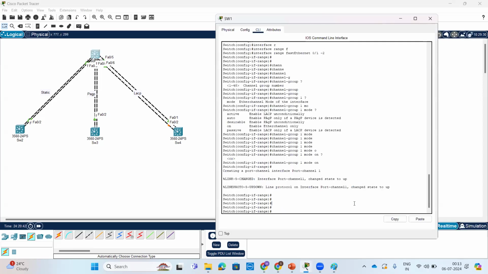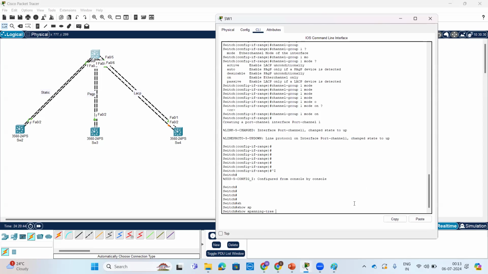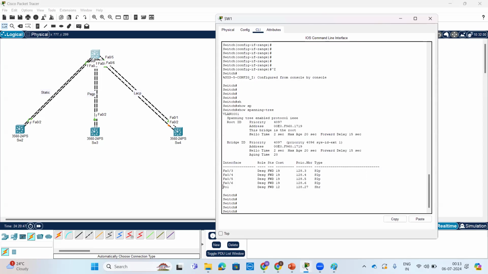Now verify here with show spanning-tree. See, earlier we had it like this. Now you can verify these ports. SHR means shared, sharing information, and P2P means point to point. Port channel group 1 is created. Once we create it here also, I'll show you some troubleshooting commands. We'll enable PAgP in between. How will we enable PAgP?